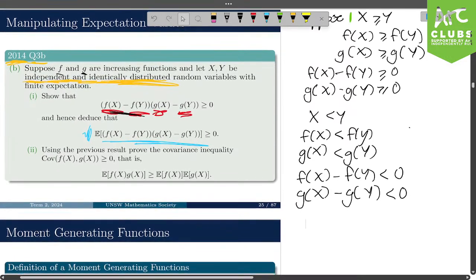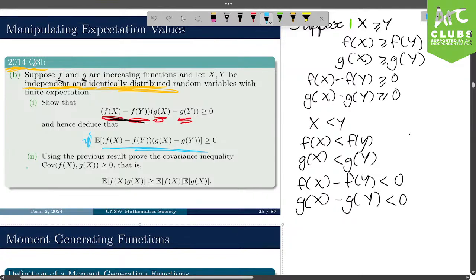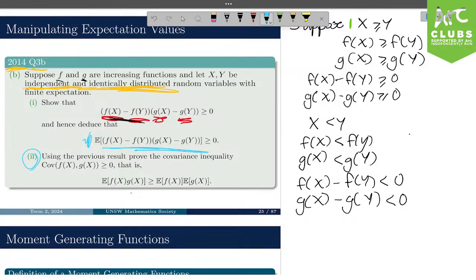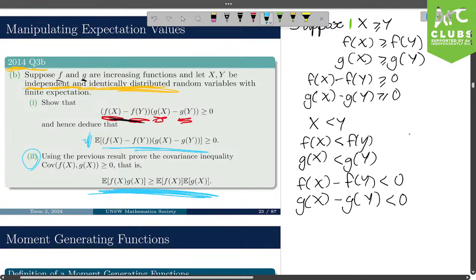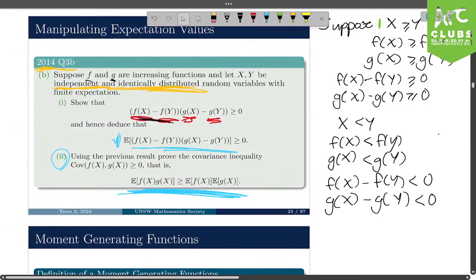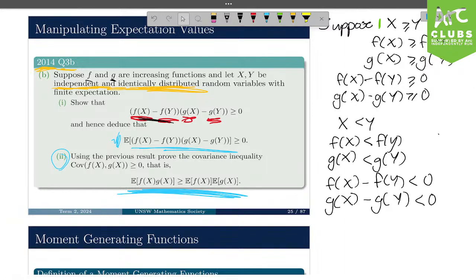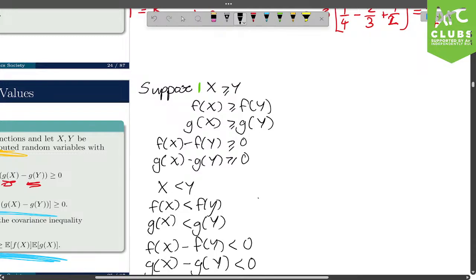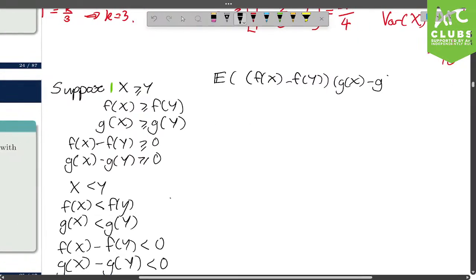The next bit is this really ugly question, which is, using the previous results, prove the covariance inequality, which is basically saying, hey, prove this inequality. And this is the bit of the question which is kind of the hardest bit. So, how do we do this? Well, we've got to start off with some ugly algebra. And that is, we have to look at the expectation value of that multiplication. Expectation value of f of x minus f of y, g of x minus g of y.